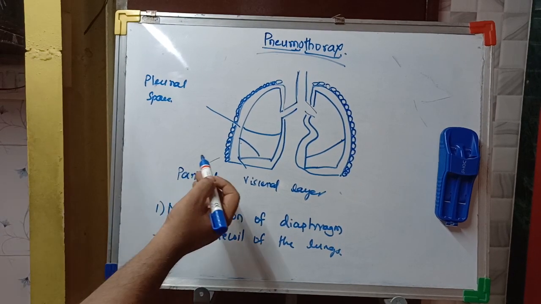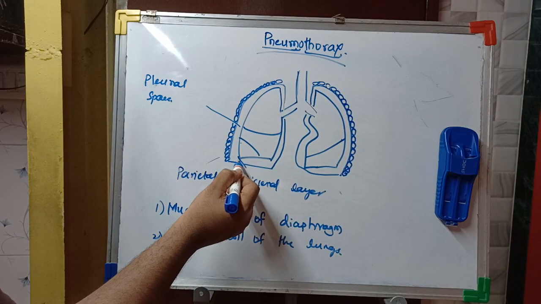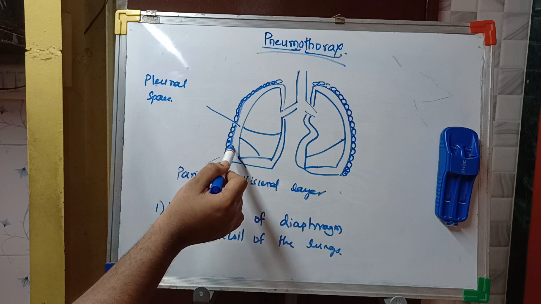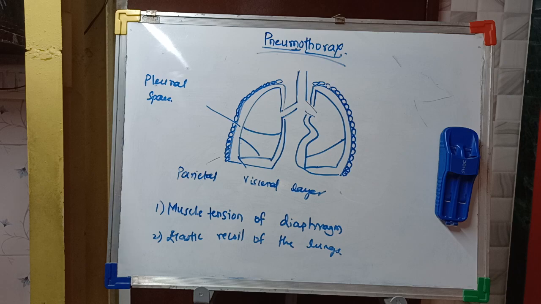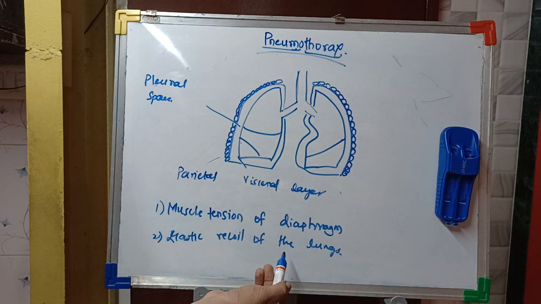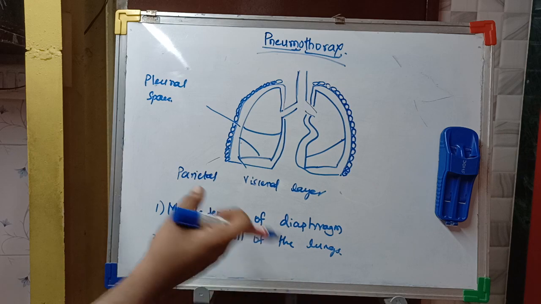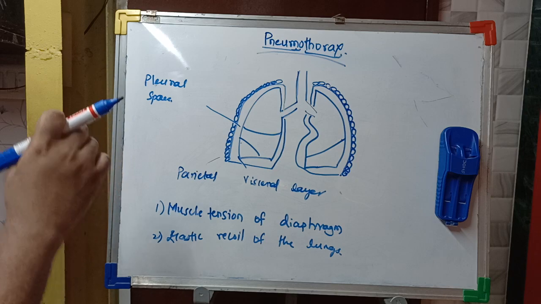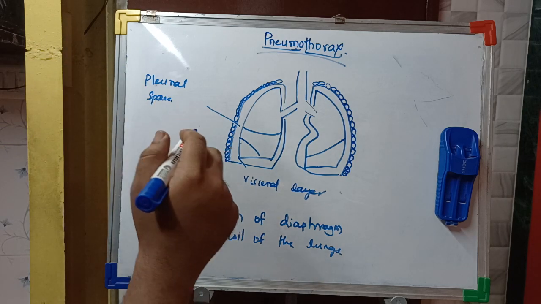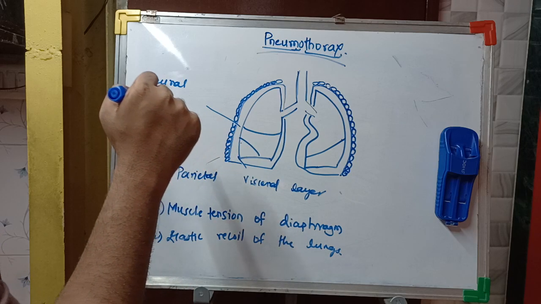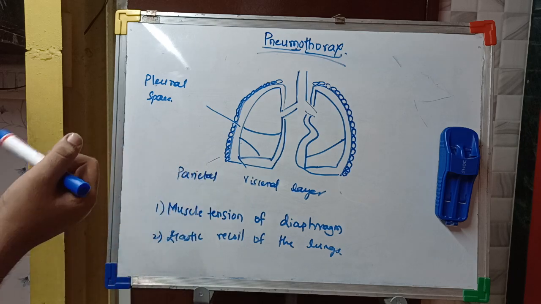Okay, so this is the parietal layer and this is the visceral layer. The space between the parietal and visceral layer is the pleural space. The pressure within the pleural space is maintained by two forces: the muscle tension of the diaphragm which expands outwards, and the elastic recoil of the lungs which pulls inwards. So both pressures are there in the pleural space. So what happens in pneumothorax? The air leaks out into the pleural space. So pneumothorax happens.